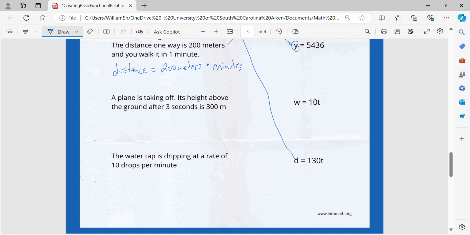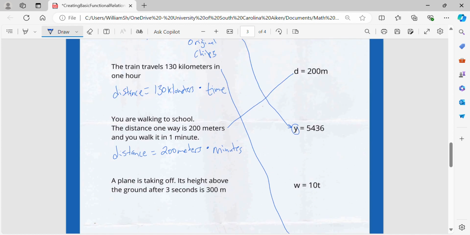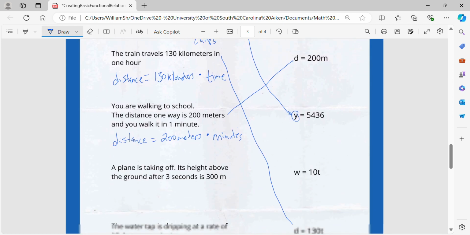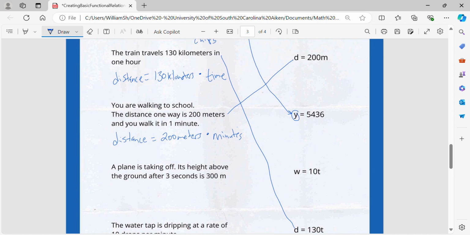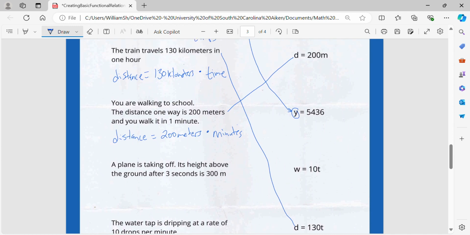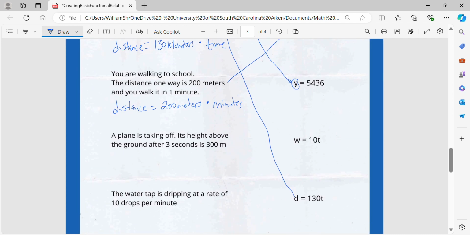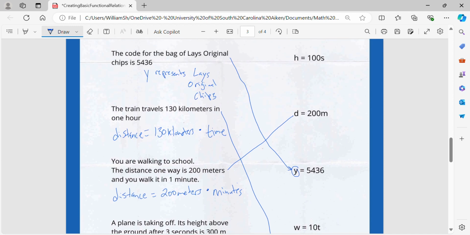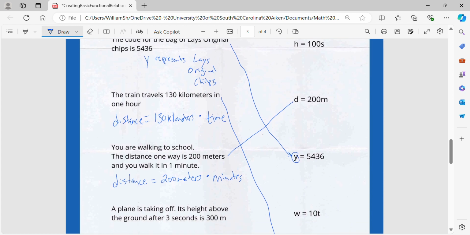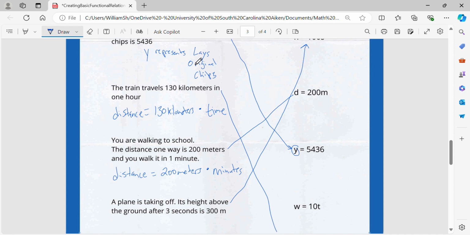All right. A plane is taking off. Its height above the ground after 3 seconds is 300 meters. Now we have narrowed it down to only 2 solutions left. In either of those solutions, I don't see 3 or 300. But we are talking about height, and I do see an h representing height. We're talking about seconds, and I see an s representing seconds. If we look at a ratio of 300 over 3 that's given by this problem, that would give us the 100 in that problem.